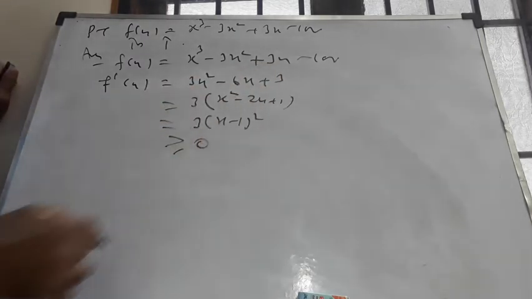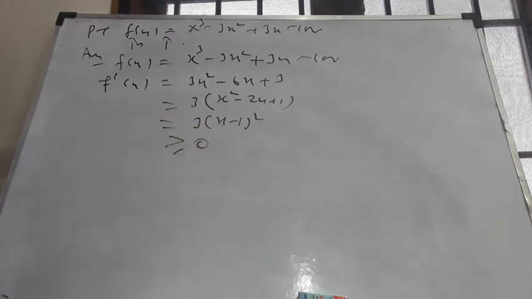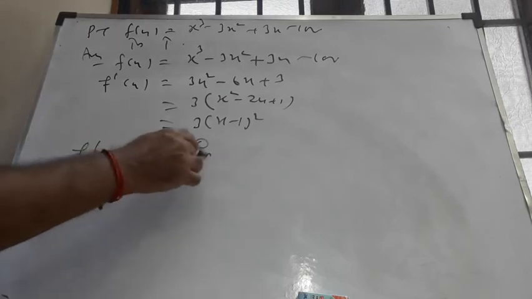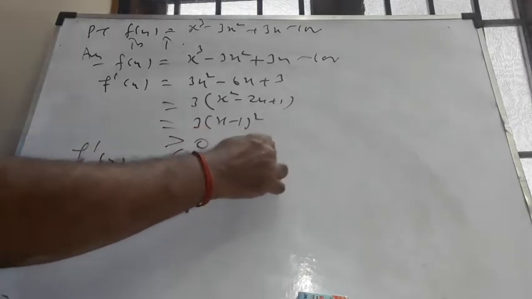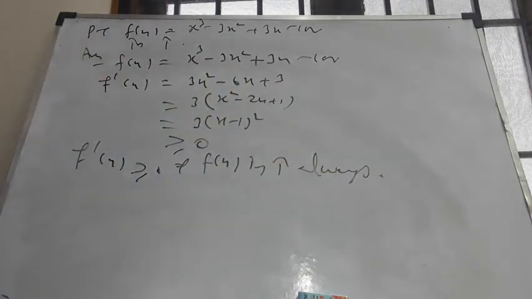It's always a quantity greater than or equal to 0. For x equal to 1 it is 0, for every other value it is positive. Any perfect square is always non-negative. f dash of x greater than or equal to 0 implies f of x is increasing always, for any real value of x. That's the meaning. Okay, let me repeat.